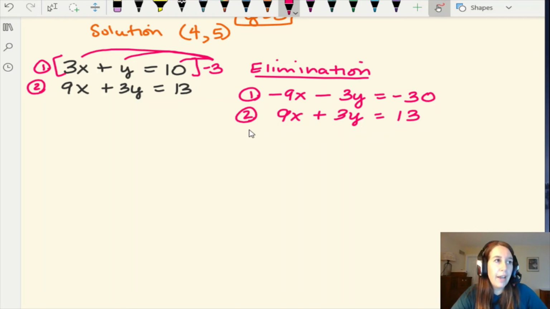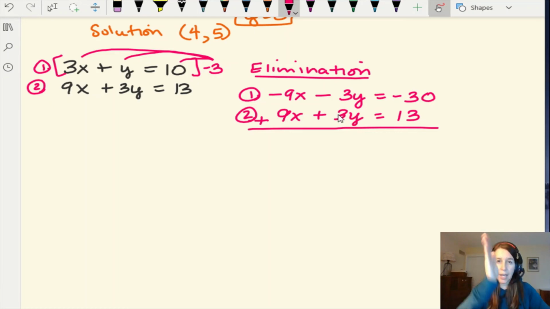Now that I have an opposite coefficient, I can add the two equations together. So just write them right underneath each other with the x's in a column, y's in a column, and then on the other side of the equation, the constants in a column. When I add these, you might have already noticed, these are also going to eliminate each other. So this is 0, this is 0. So on this side of the equation, I have 0. On this side of the equation, I do not have 0. So that is -30 plus 13, which looks like -17.